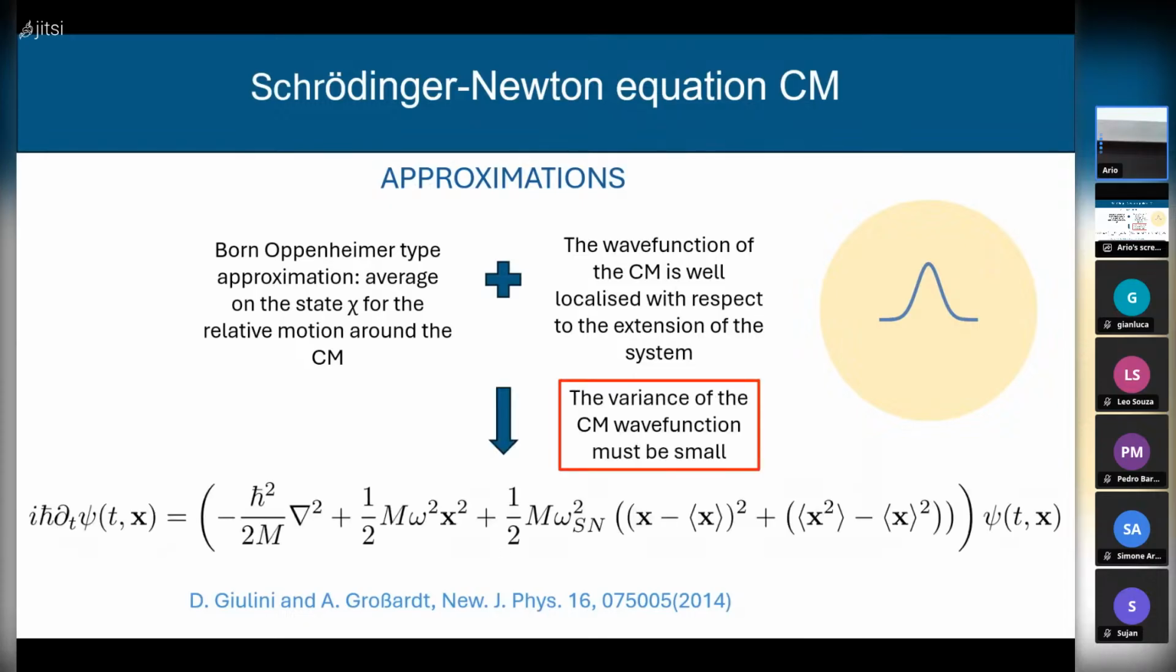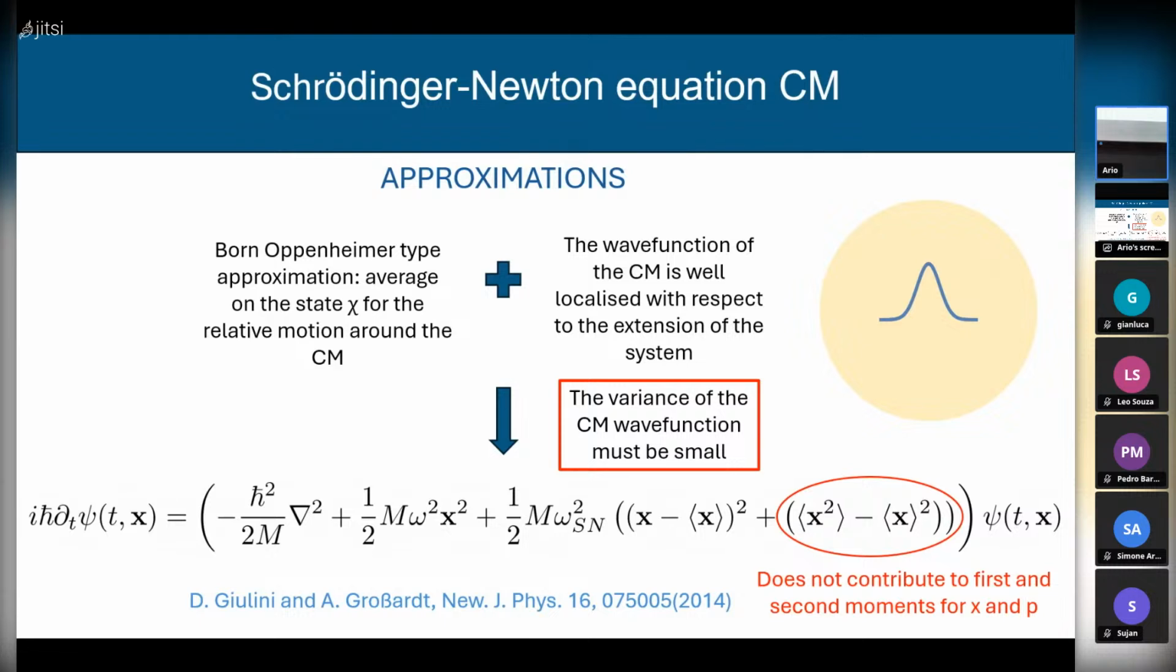So when you do this, and the variance of the center of mass is smaller than the extension of the object, you get this simple equation for the wave function of the center of mass. And you can see here this additional term. So you have some harmonic potential, some kinetic term, and then this additional term coming from the gravitational potential. This resembles an additional harmonic potential acting on the wave function, which is centered in the average position of the system. And then there are also these terms, but we are not going to look at them because we are interested mainly in the derivation of the equation for the first and second moments of the distribution.